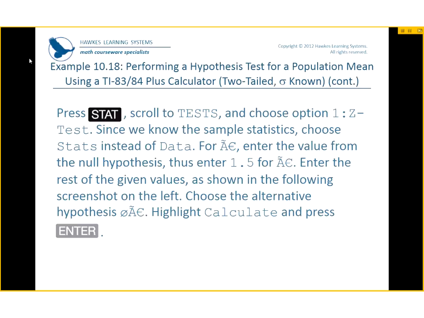You're going to go Stat. You're going to scroll over to Test, and then you're going to hit Enter because it's on the first test. So because we're given stats and we're not given data, we're going to go Statistics. We're going to scroll over on that. And then you're going to hit Enter, and then you go down, and then it wants to know the μ with the little 0. That's the value for the null hypothesis. So you're going to do 1.5.